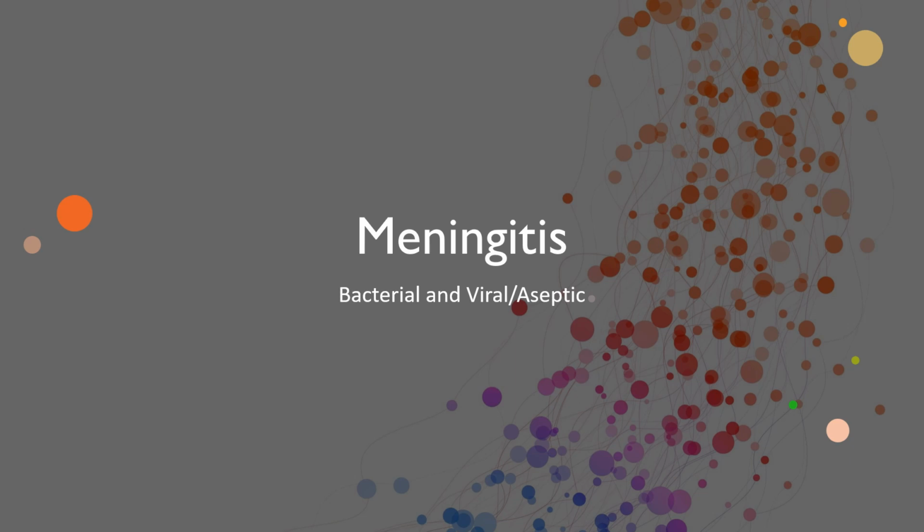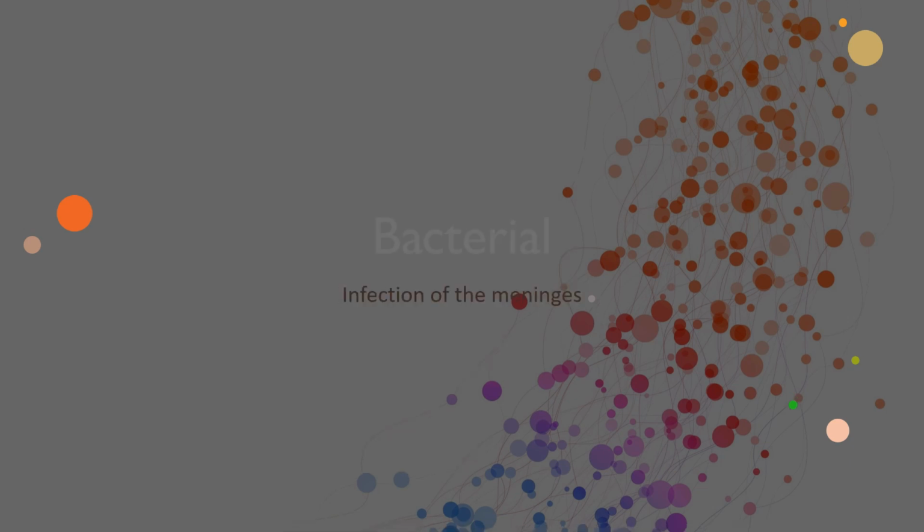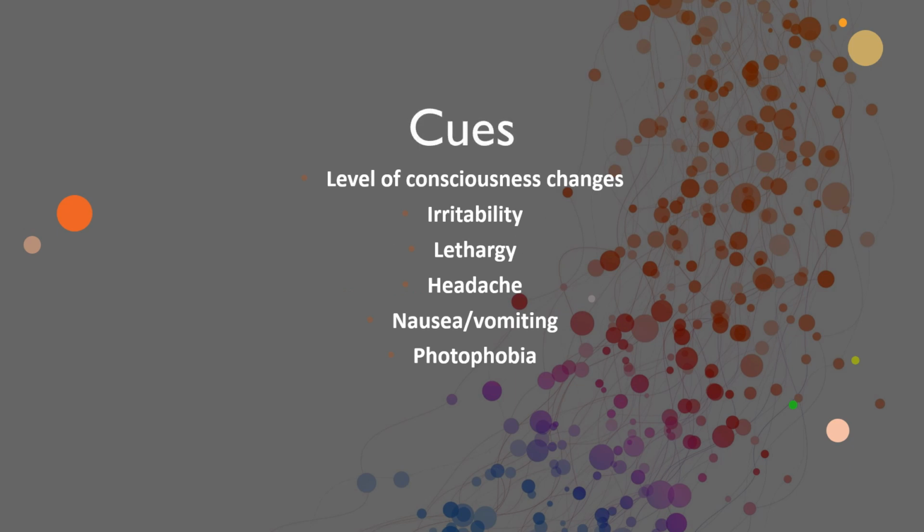Okay, I'm assuming you guys have been taught about meningitis. There's two types. There's bacterial and viral, which is otherwise known as aseptic meningitis. So bacterial meningitis is an infection of the meninges. And we're going to see cues such as level of consciousness changes, irritability, lethargy, headache, nausea and vomiting, photophobia, potentially increased headache with sound or movement, and nuchal rigidity.